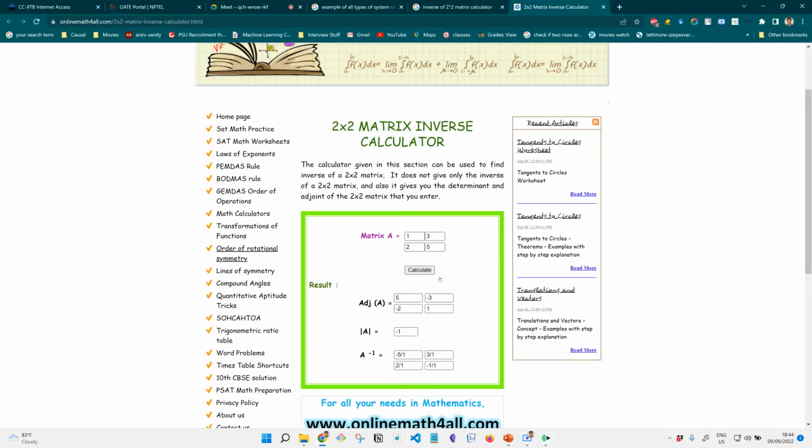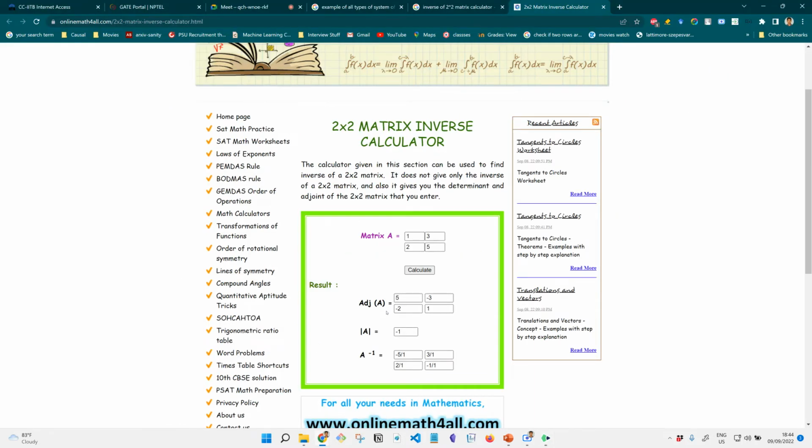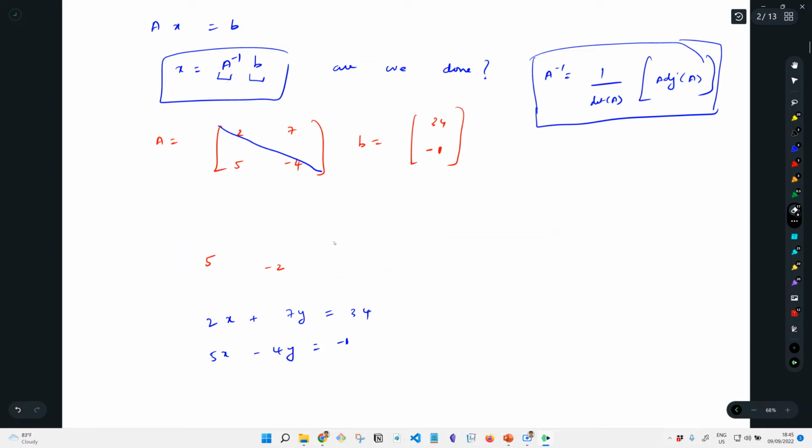So for 2 cross 2 matrices, it is always true that the leading diagonal should swap. That is, this will become 4 and minus 2, and off diagonal elements remain as they are. Is it okay? Or should I repeat this A inverse once again? Yeah, maybe I'll erase this and repeat it once again. I forgot the trick. Let me erase this.